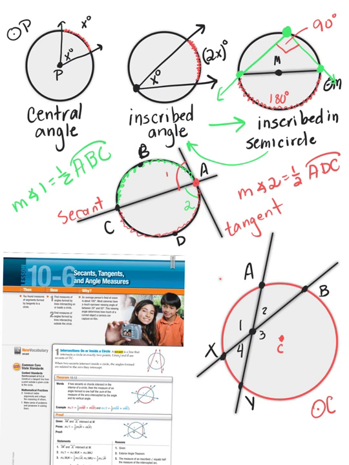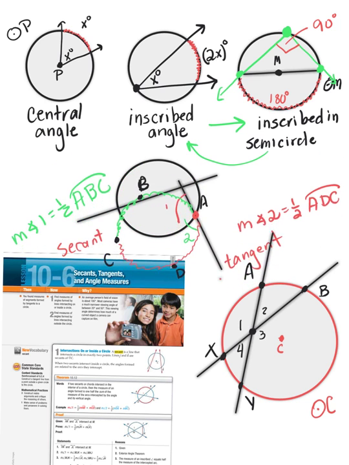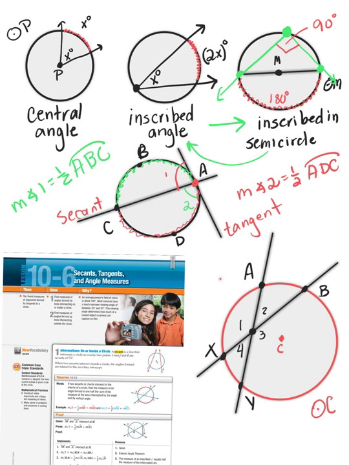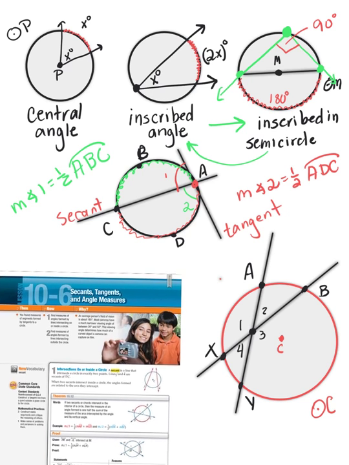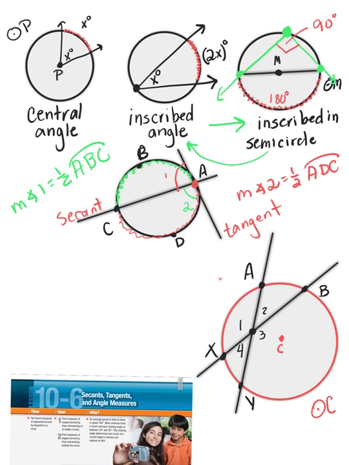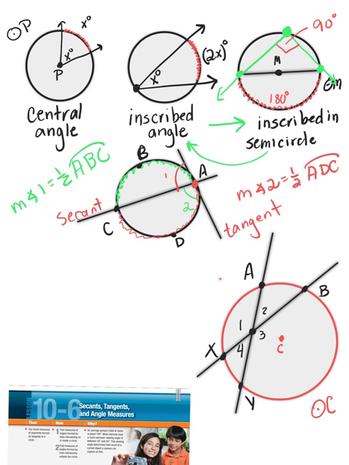So we need to know, though, if not given much information, how are we going to find one of those angles? What I want to do is talk about how to find one of those angles. And here is our new theorem.